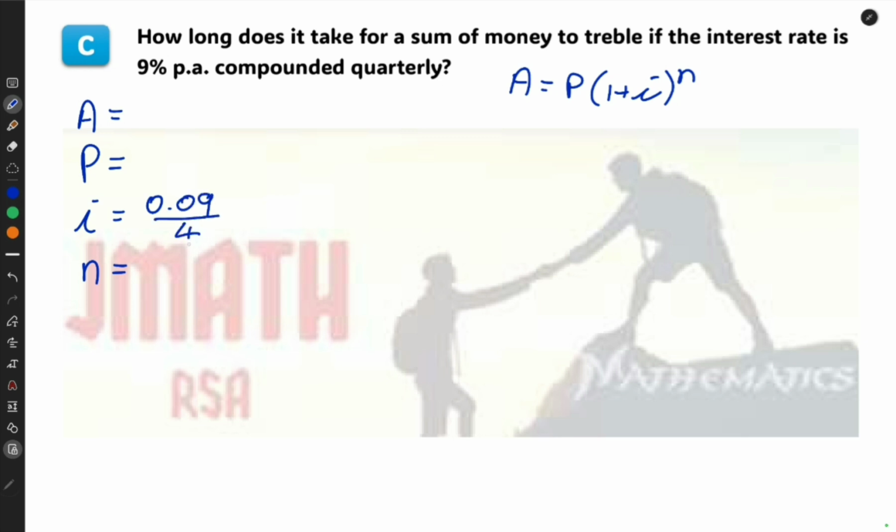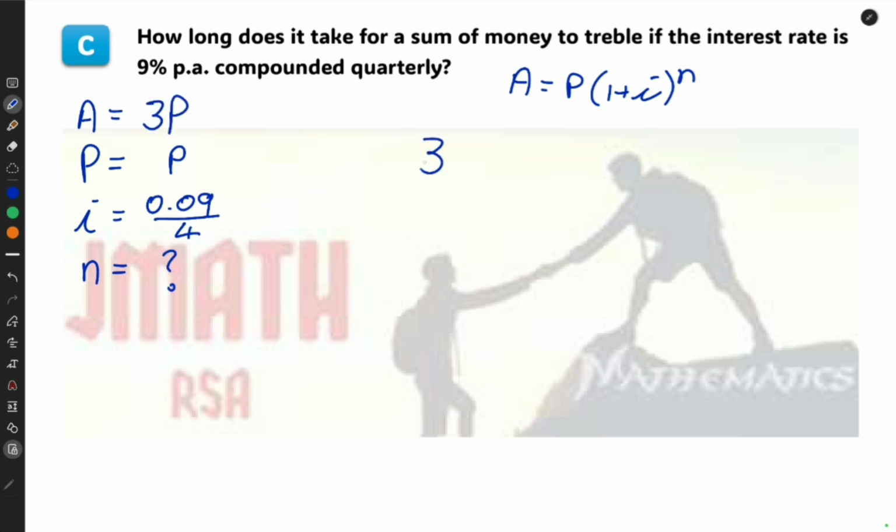I don't know where I'm starting. I don't know where I'm ending. But I do know that the money is going to triple. Okay, treble and triple, same thing. So you can choose your starting amount. So you can say it's 100 Rand and 300 Rand at the end, or 1,000 and 3,000. But many people would just go for, I'm going to leave this as a P, and that's just going to be 3P. And n is what I need to work out.